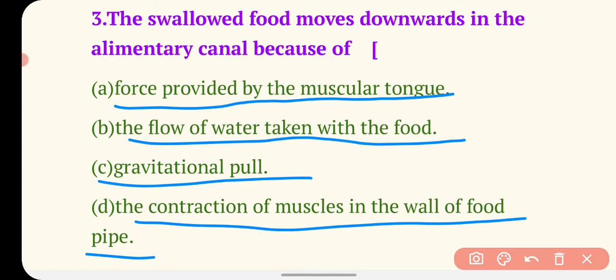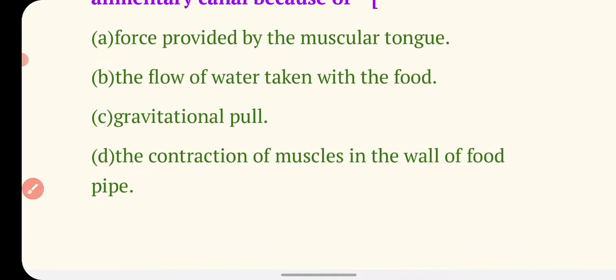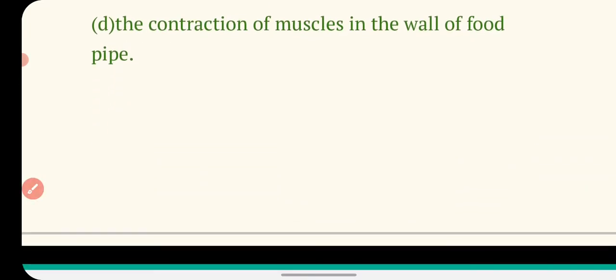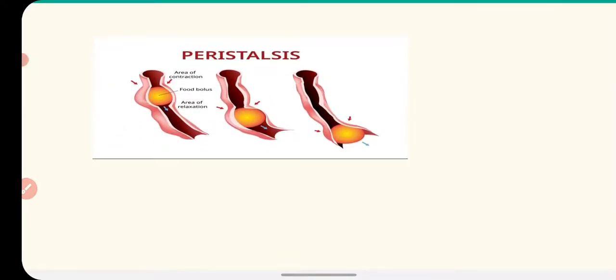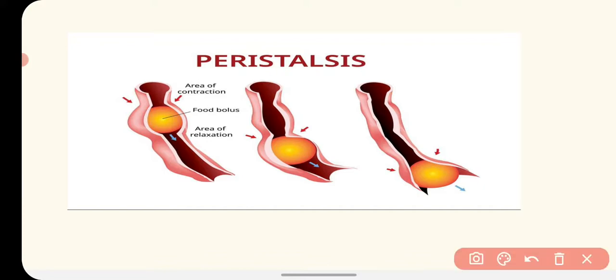passes on in our alimentary canal with the contraction of muscles in the wall of the food pipe, and this contraction of muscle in the wall of the food pipe is called peristalsis. And here you can see how peristalsis happens. In peristalsis, behind the food, the wall of the esophagus contracts, and wherever the food is present, it expands.